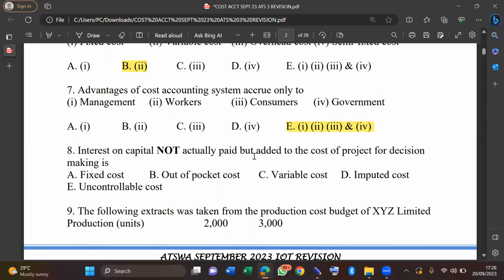Cost accounting is advantageous to the management because it allows management to take informed decisions. It is for the workers because it enables them to increase their productivity and be informed about the benefit in the organization. For the consumer, it allows them to make a timely decision as to when to buy, and from which company that can supply a quality service at a reasonable price.